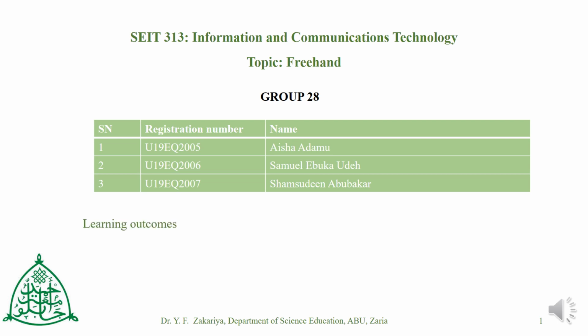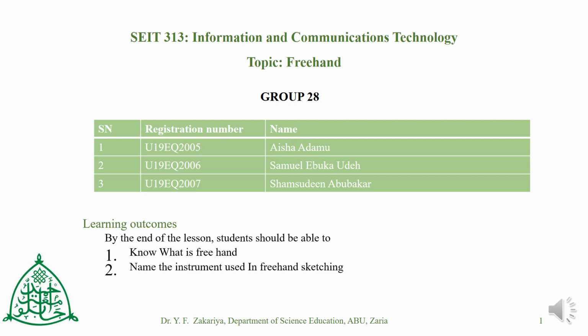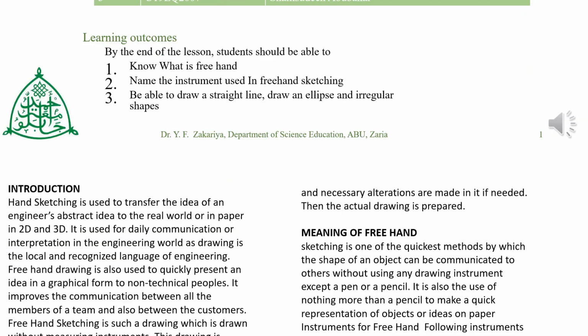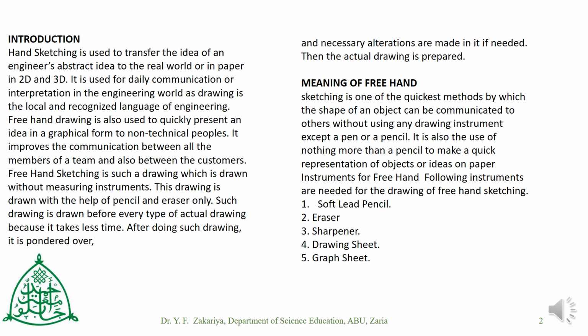Now, here are some learning outcomes, some of the things I expect you to learn at the end of this lesson. By the end of the lesson, I expect you to be able to know what freehand is, name the instruments used in freehand sketching, and be able to draw a straight line, an ellipse, and an irregular shape. Now, freehand sketching is used to transfer an engineer's abstract idea to the real world, or onto paper in 2D and 3D.